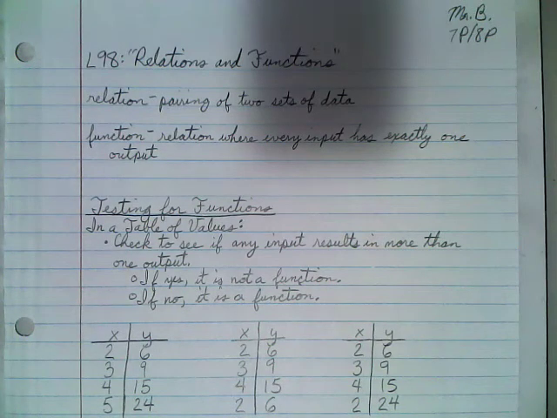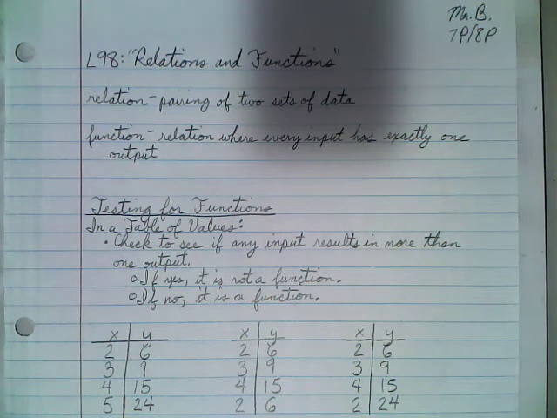So a relation is just two sets of data where you have an input set that results in an output set. So once again, your name and your birthday. If I input your name, I can output what day you were born. Most typically, we see that as X being our input and Y being our output.